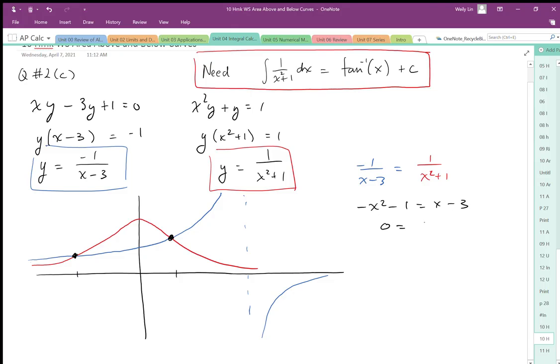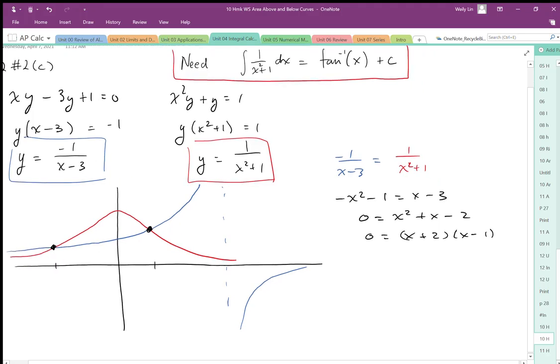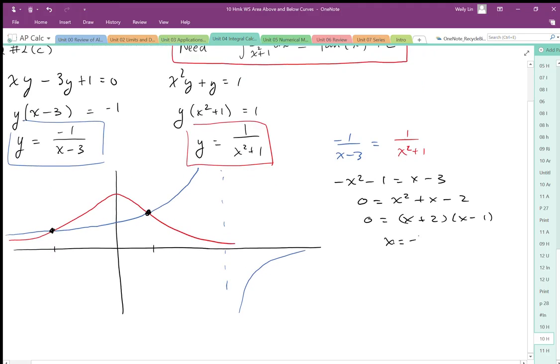So solving for x, we get x squared plus x minus 2. And this factors into x plus 2, x minus 1. Okay, so then x is equal to negative 2 and positive 1. So on our graph, we can see that at negative 2 and positive 1, those are going to be our bounds. And then we're going to solve for the area here by taking the top area minus the bottom area.